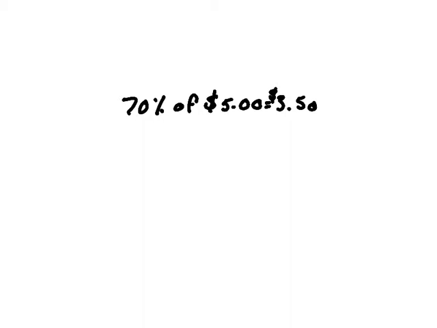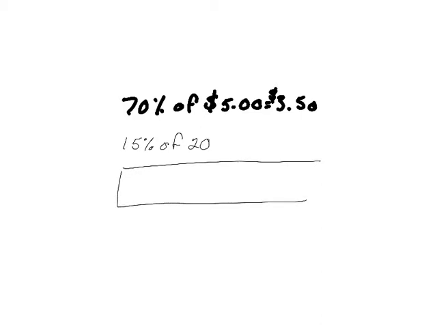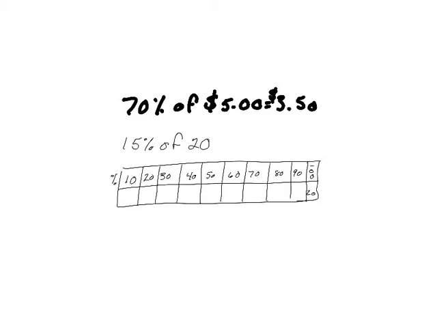Okay, so the next question we had was 15% of 20. Okay, so again we draw our chart, and I'll just go ahead and draw this chart, and I'll be right back when I'm done. Okay, so I've gone ahead and put in 20 in the 100% column, and as I said before, the top row is percent. Okay, and I've given you the little percent symbol on the side to remind you.